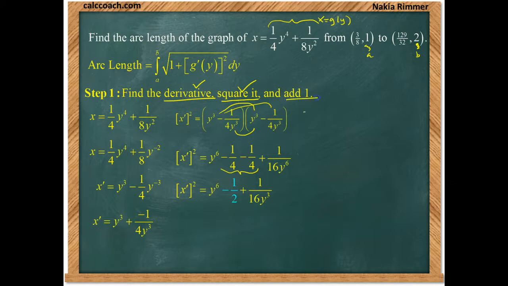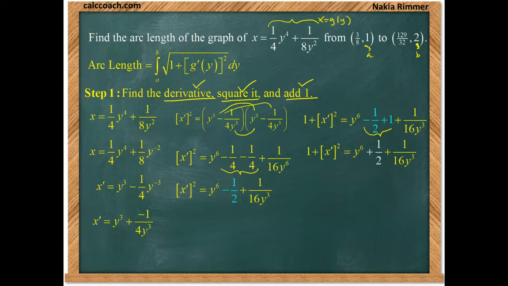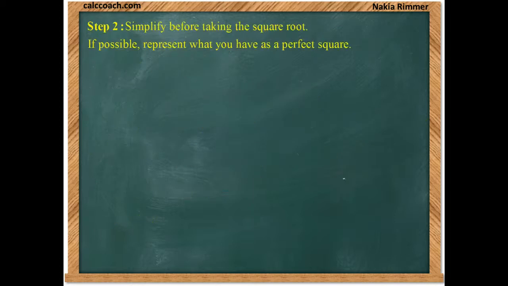Last thing, we need to add 1. We do it to both sides. The 1 that we add will interact with the negative 1/2 to combine and just flip it over to be a positive 1/2. And so we're done with step 1. We found the derivative, we squared it, and we added 1. Great. Now let's move to step 2.